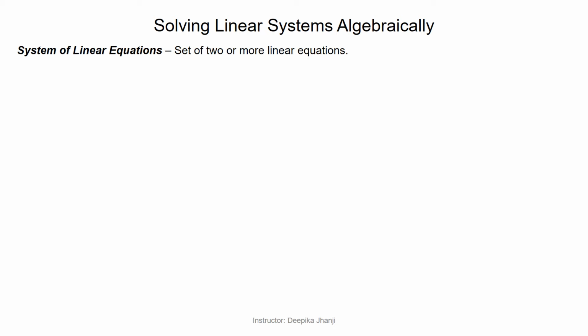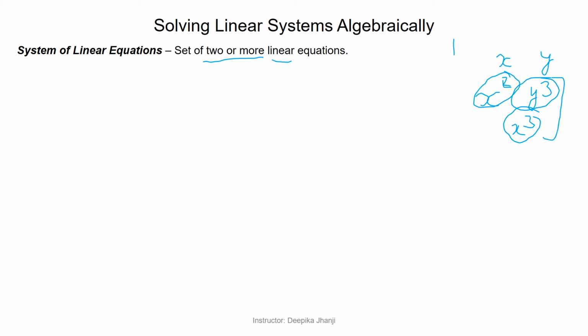Hello everyone. In this lesson, we're going to talk about solutions of systems of linear equations. A system of linear equations means a set of two or more linear equations. Linear means the exponent of the variable is 1, for example, just x or just y. If we have x squared, y cubed, or x cubed, any exponent different than 1, then those equations are not linear. So we're going to deal with linear equations, and in this lesson we'll focus on two linear equations.